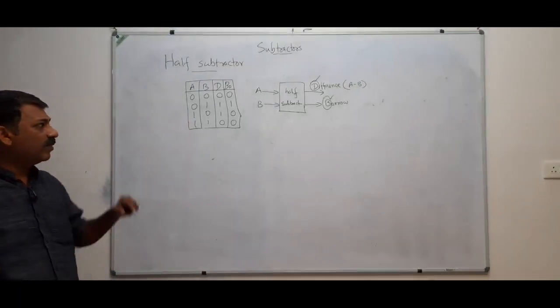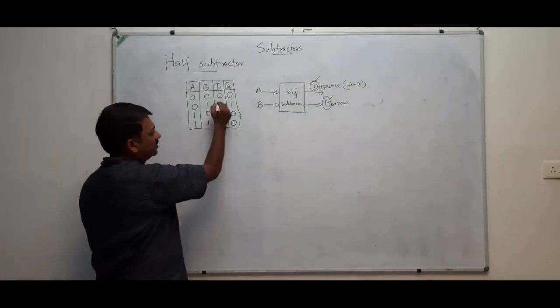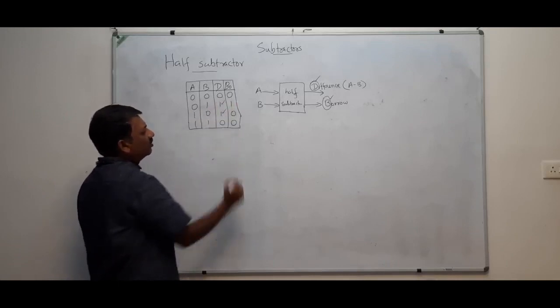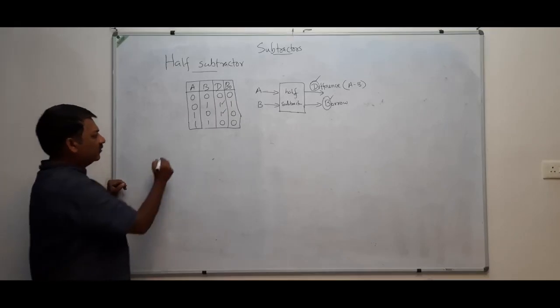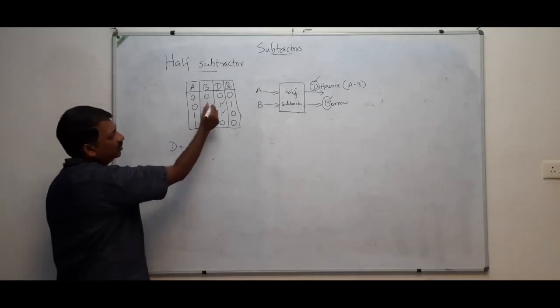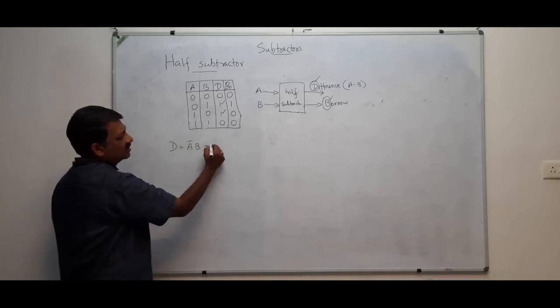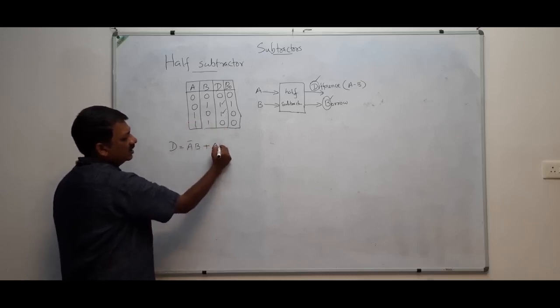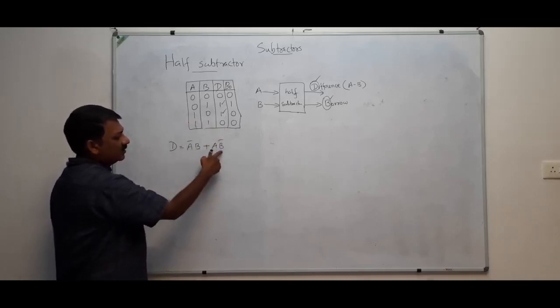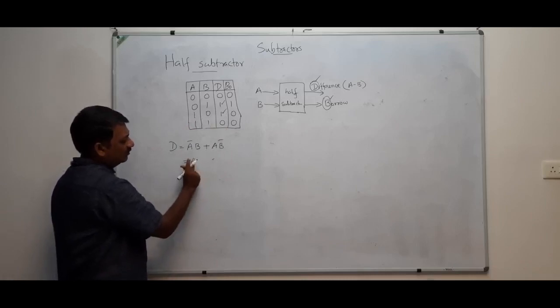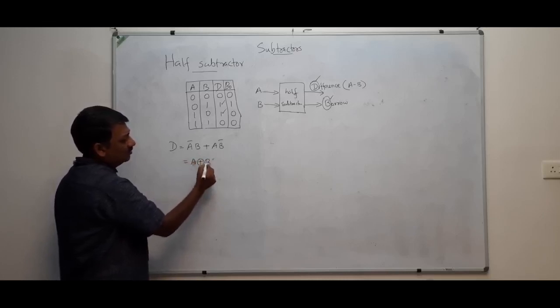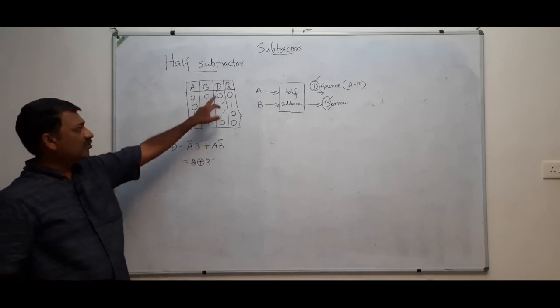This is the truth table, and using it there is no need to go for a Karnaugh map. What is the difference? The difference has a 1 in two rows. That means difference D is equal to A bar B plus A B bar. A bar B plus A B bar is actually A XOR B. That means the difference is A XOR B.